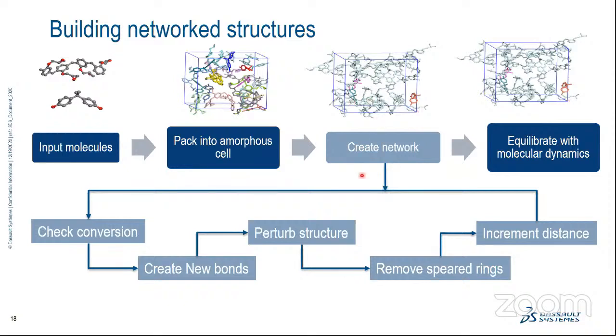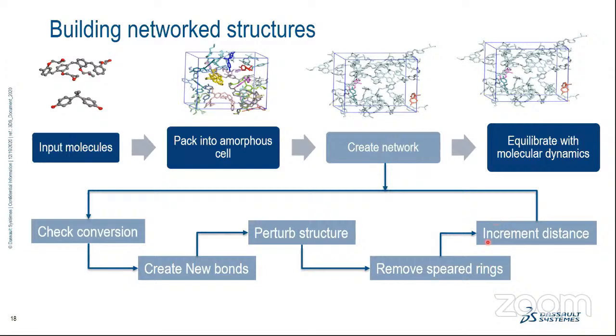So this network creation goes through certain steps. You look at creation of new bonds depending on distance parameters. Then you perturb the structure, remove any ring spearing so that you don't end up cross-linking with a ring which is not supposed to be pierced. So basically you will not have a bond that will cross into the ring, right? That's what it means.